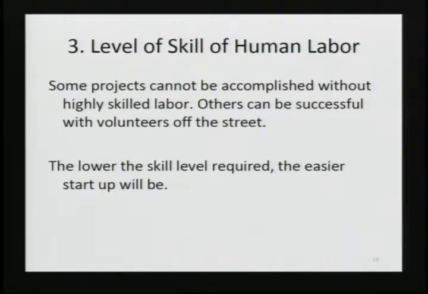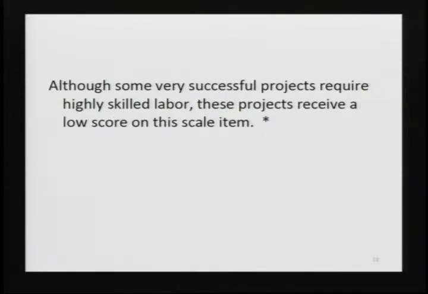The third scale item is level of skill of human labor. Some projects cannot be accomplished without highly skilled labor. Others can be successful with volunteers off the street. The lower the skill level required, the easier the startup will be. Although some very successful projects require highly skilled labor, these projects receive a low score on this scale item.